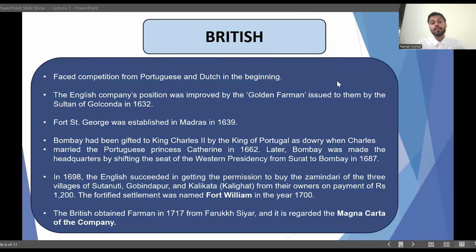Then they established Fort St. George in Madras, 1639. Very important question this is. Fort St. George of the British was in Madras. Fort William was in Calcutta. You have to remember this.